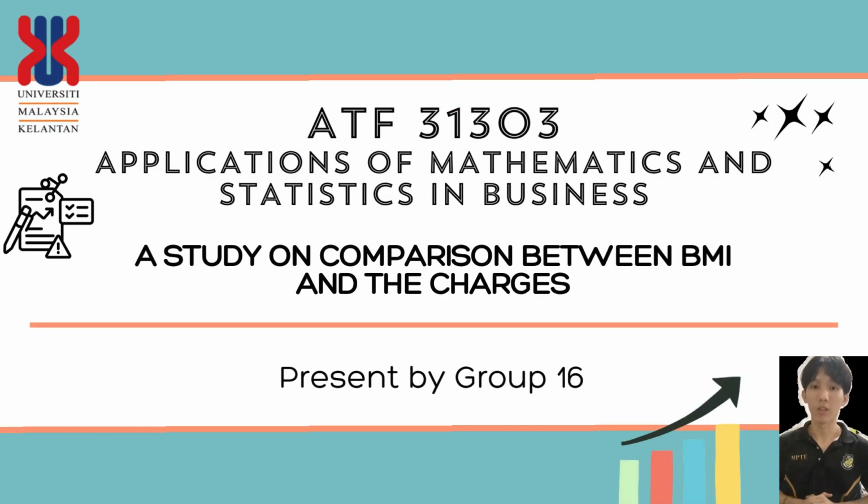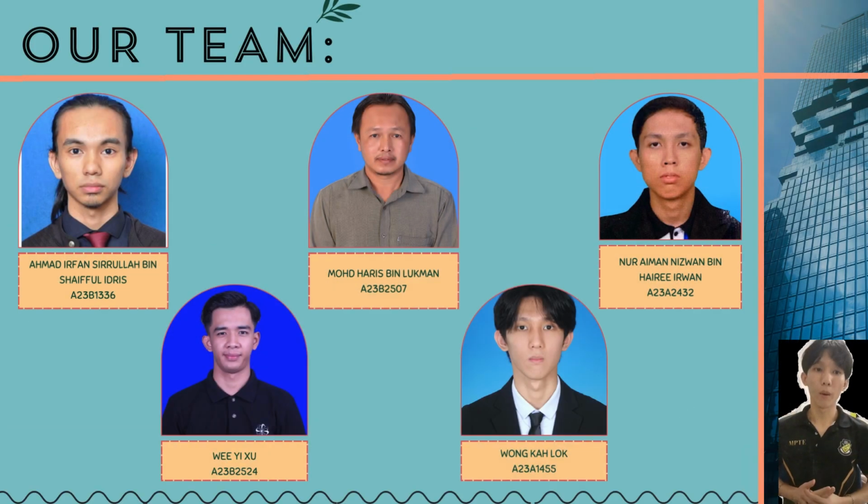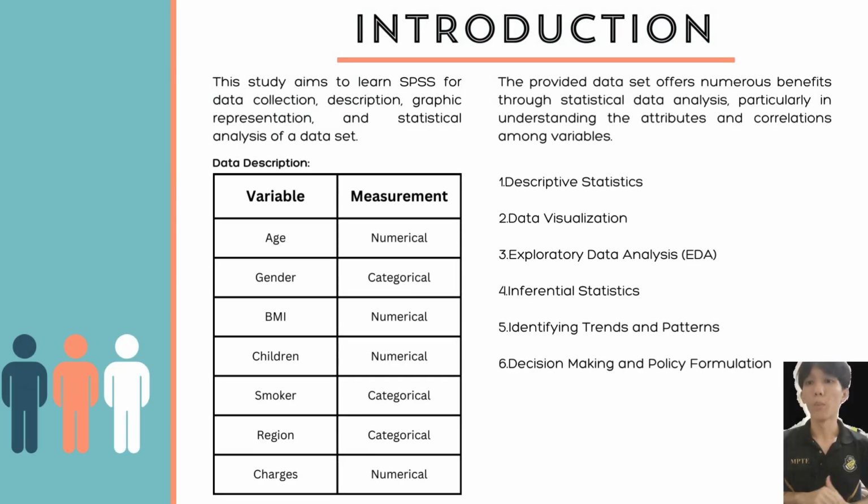We are from Group 60. Today we want to present the application of mathematics and statistics in business, ATF 31303. The title is a study on comparison between BMI and the charges. He is our group member. Ahmad Irfan Sidullah bin Saiful Idris, Muhammad Haris bin Luqman, Nur Aiman Izwan bin Hairi Iqwan, Widishi, and me, Wong Galok. My name is Wong Galok. My matric number is A33 A1455.